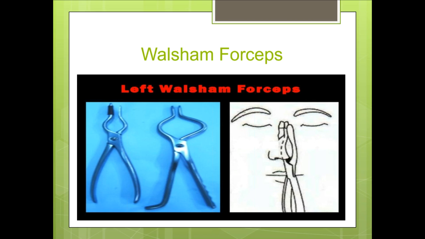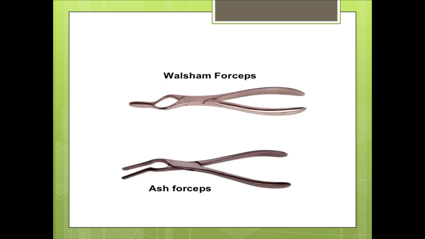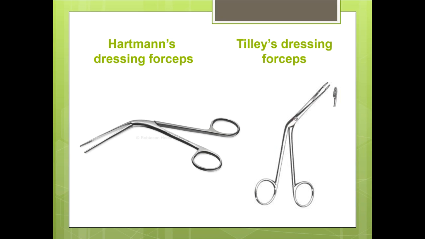This is the Walsham forceps for the nasal bone fracture. Here you can see the rubber covering over one prong. This will come over the external nose. Then we will reduce the fractured nasal bone. Walsham forceps for the nasal bone, Asch forceps for the nasal septum.